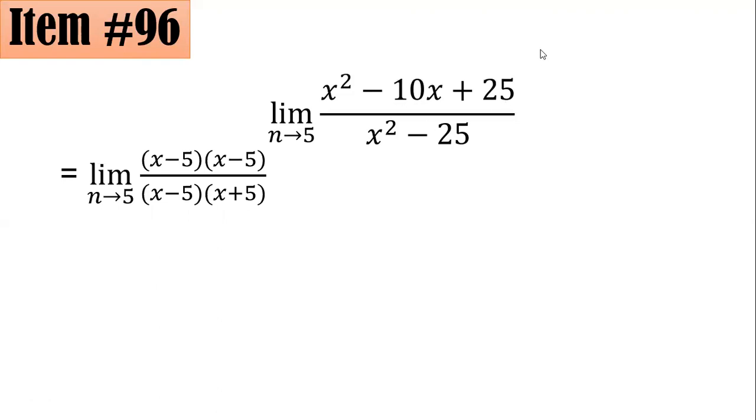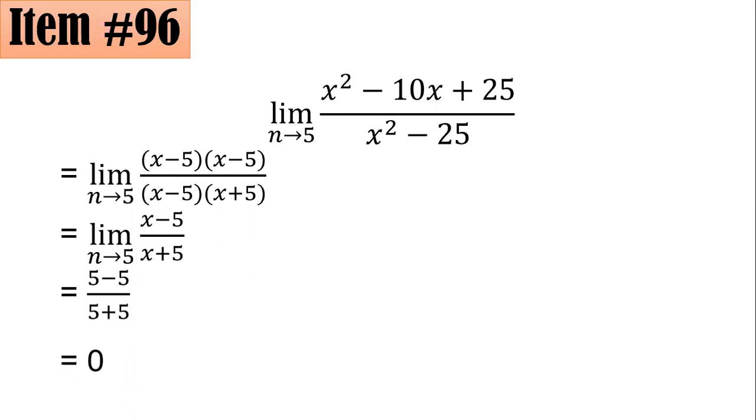You could see from here that x minus 5 is a common factor of both numerator and denominator. And dividing these two would give us the limit of x minus 5 all over x plus 5 as x approaches 5. And now, substituting the value of x by 5, that gives you 5 minus 5 all over 5 plus 5, or 0. Letter C. So, tama nga po yung 0 natin.